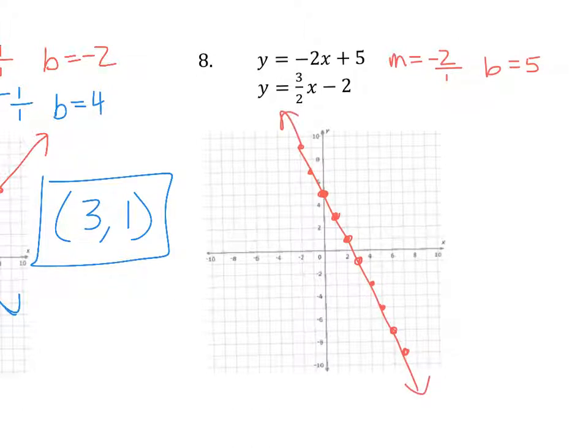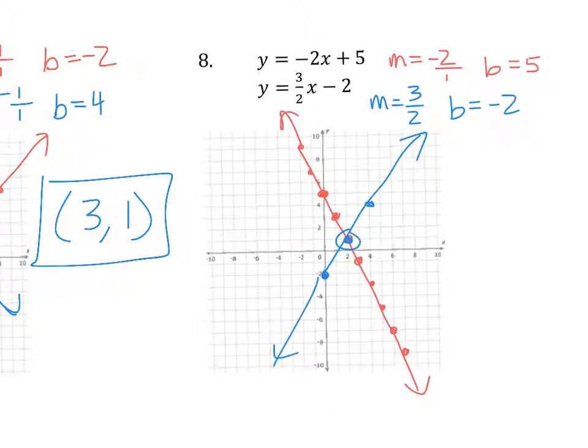Okay, my second line, I have a slope of 3/2 and a B or y-intercept of -2. So y-intercept is -2, slope is up 1, 2, 3/2, 1, 2, 3/2. It looks like it's going to crisscross right there. So that ordered pair right there is 2, 1. All right, so that's the lesson.